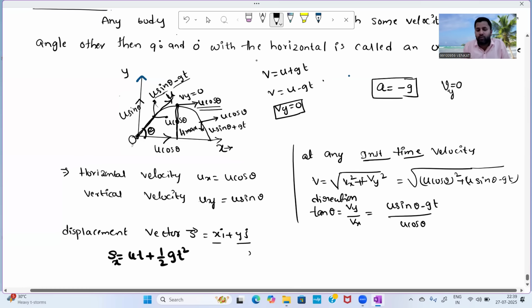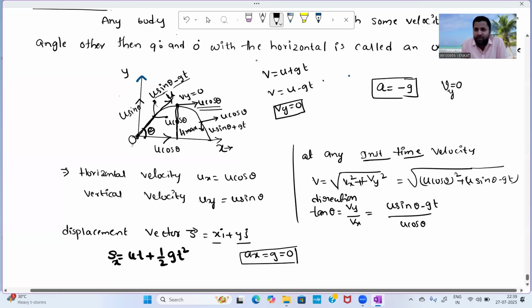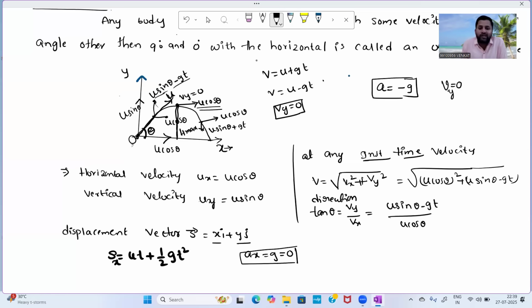Gravity's horizontal component is a_x = g = 0. You can observe that the horizontal component of velocity is u cos theta at every instant of time. The final velocity is u cos theta and the initial velocity is u cos theta, so acceleration equals (u cos theta minus u cos theta) by time. What do we get? Zero only. So the horizontal component of acceleration is 0, meaning g is 0 in the horizontal direction.